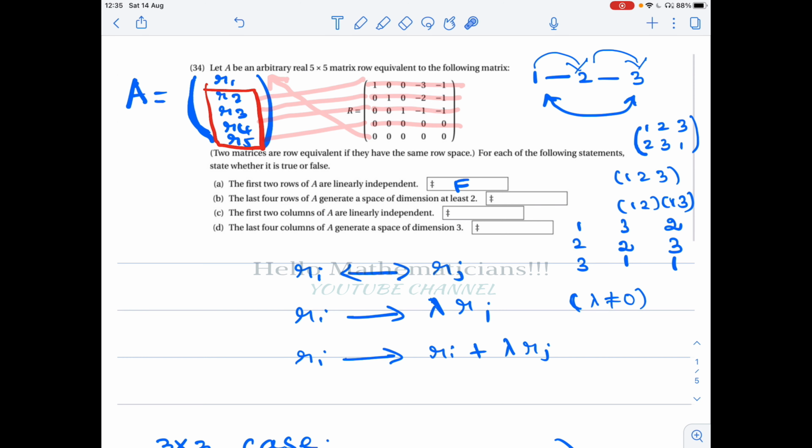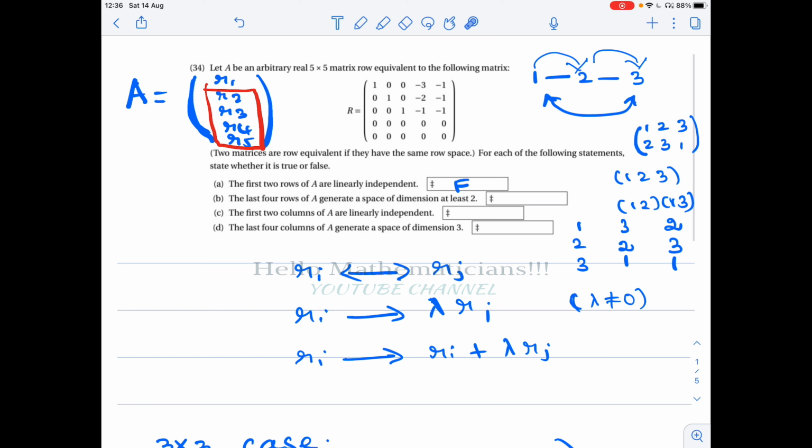Okay, similarly, you pick any 4 and that can be put in the last 4 places. Therefore, this option, which says that the last 4 rows generate a space of dimension at least 2, actually means that if you pick any 4 rows here, they will generate a space of dimension at least 2. That is what it means.